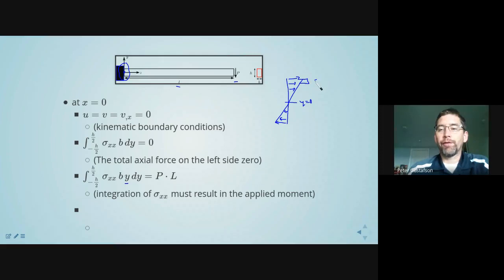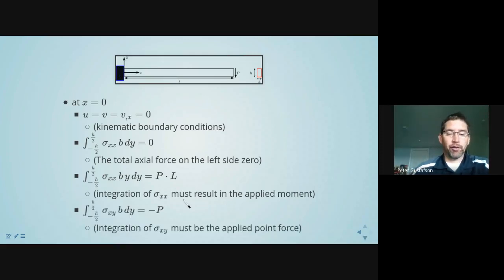So here's a differential area, dA, where we have some stress magnitude. So stress magnitude times dA, in this case we can treat dA as the width times dy. So b dy is equal to dA, and the moment arm is that distance here, y. So the integral from minus h over 2 to h over 2 of sigma xx b y dy is equal to the applied moment. And that's a reasonable boundary condition.